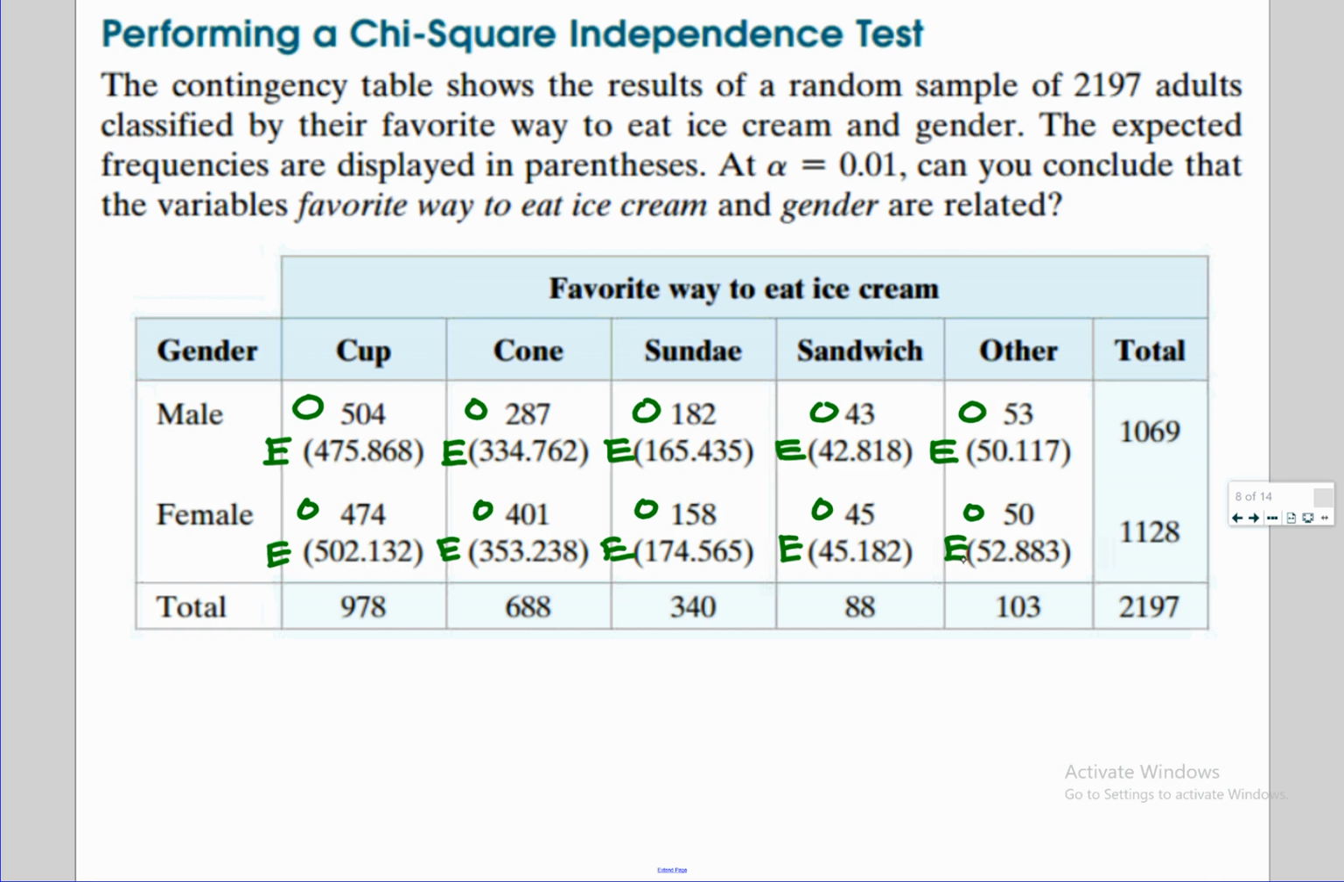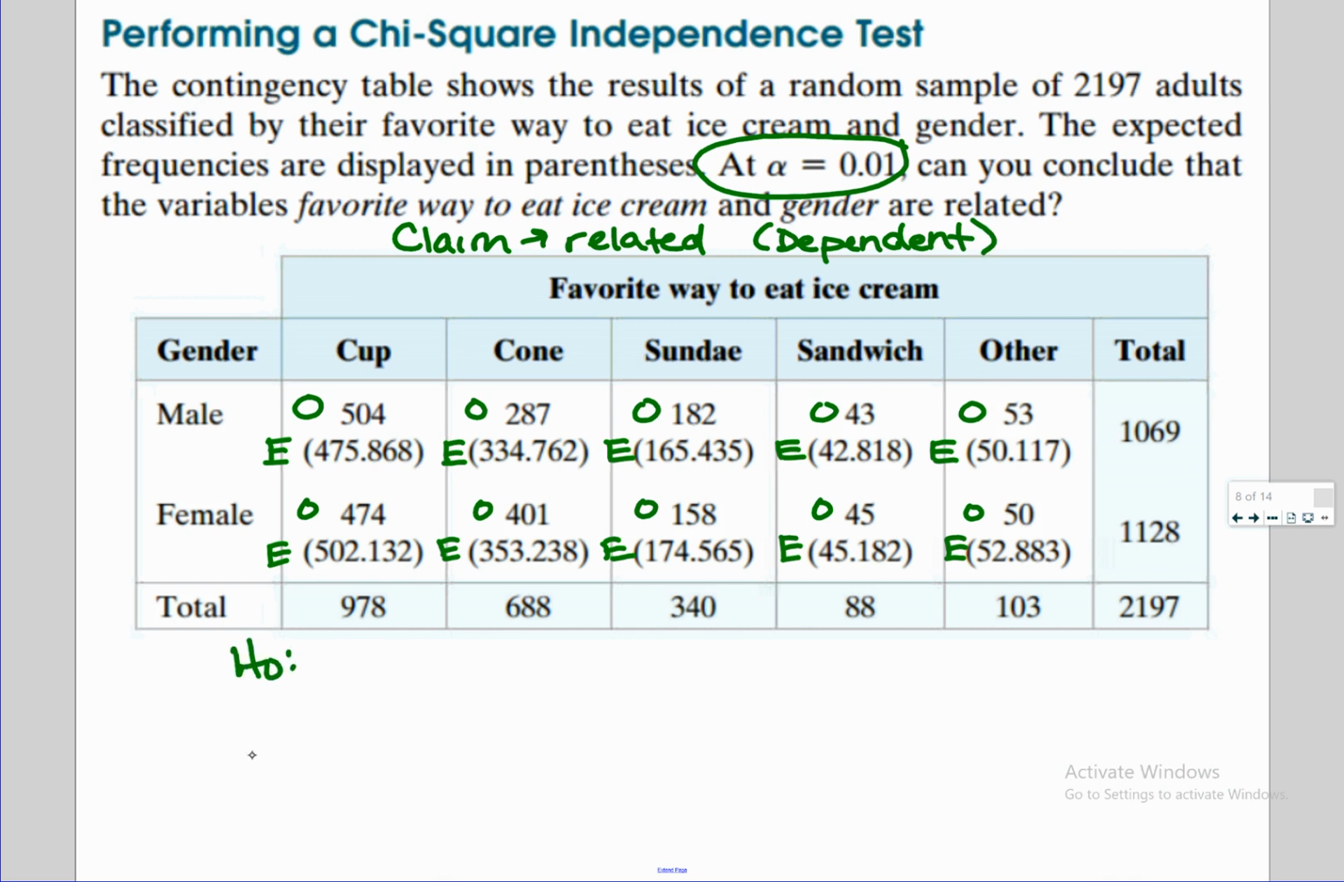Okay, so it's telling us here the total is 2197. The expected frequencies are in the parentheses. Our level of significance is 0.01. Can you conclude that the variables favorite way to eat ice cream and gender are related? Okay, so the claim is that they are related. So are related variables dependent or independent? That means they are dependent. Okay, so that's going to help us write our hypotheses.